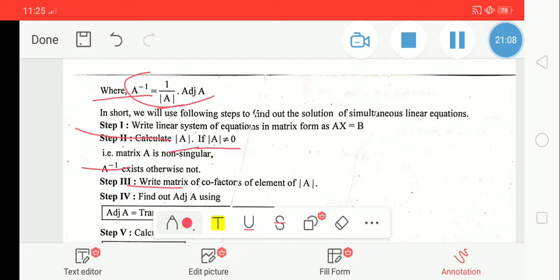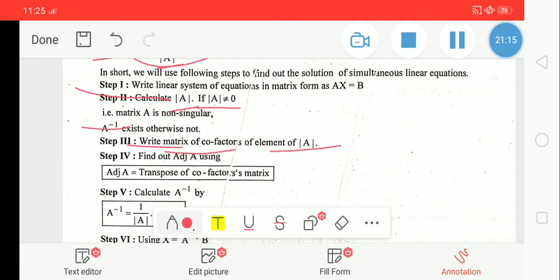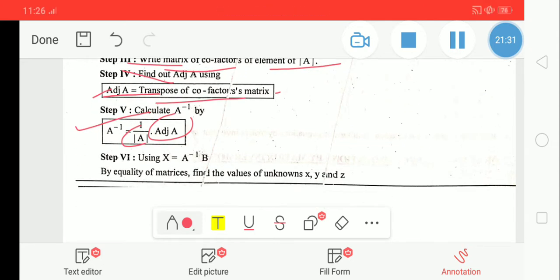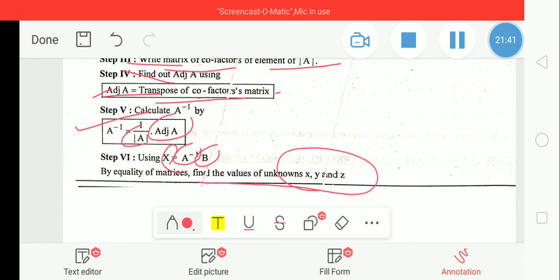Now we find the cofactor of each element of matrix A, and lastly find the adjoint of A. The adjoint of A means the transpose of the cofactor matrix, that is P transpose, so that gives adjoint of A. Now putting in the value of adjoint of A gives the transpose of A inverse. Now put the value of A inverse here, and B is a constant, so that gives x, y, z. Now we find the value of x, y, z.